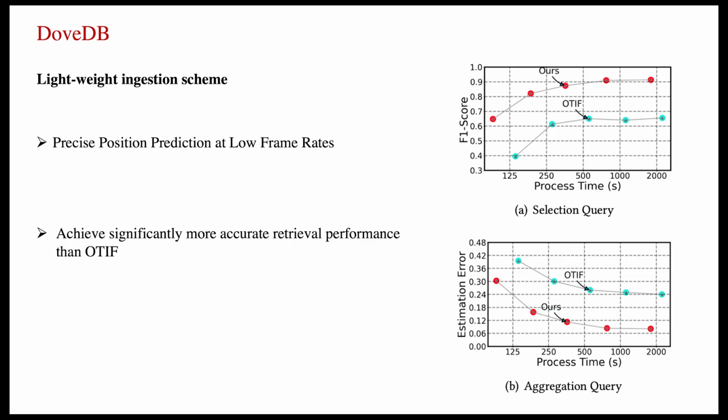DoveDB's efficiency stems from its utilization of a lightweight video data ingestion scheme. Within the system, we employ a dedicated method to estimate object positions. This enables us to run algorithms at lower sampling frequencies while achieving outcomes equivalent to those with higher frequencies. In our experiment, our algorithm not only outperformed a classical video processing algorithm, OTIV, in terms of speed, but also obtained a higher F1 score.